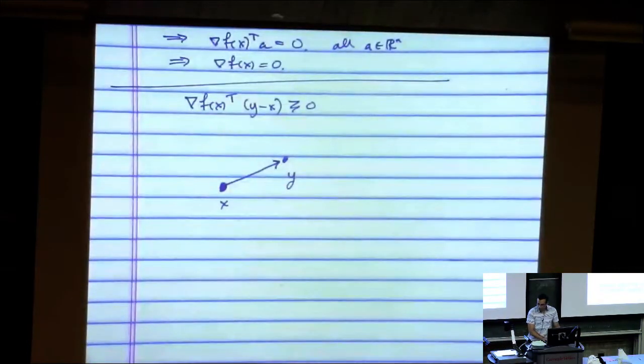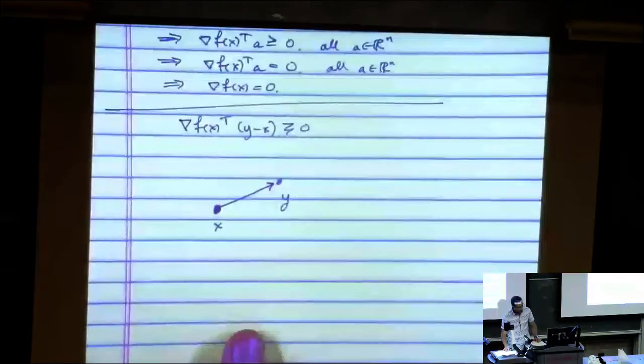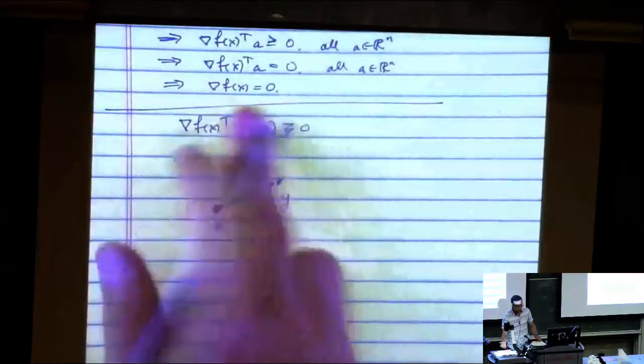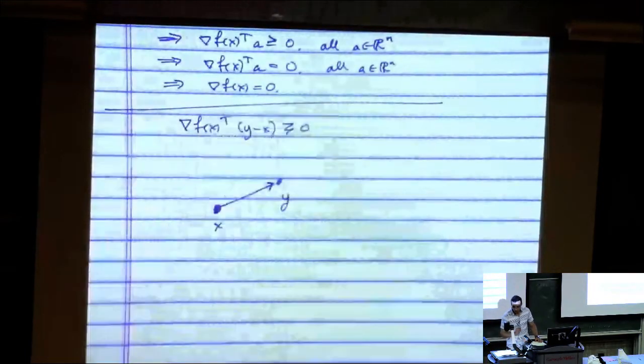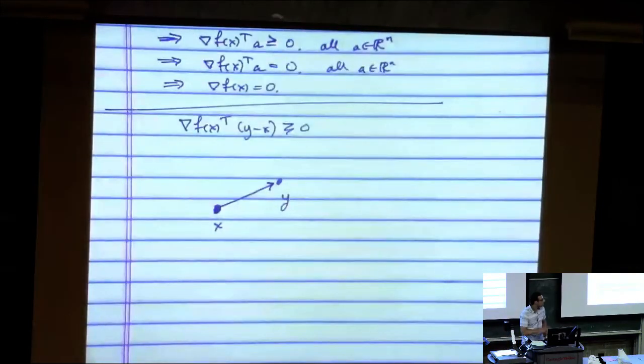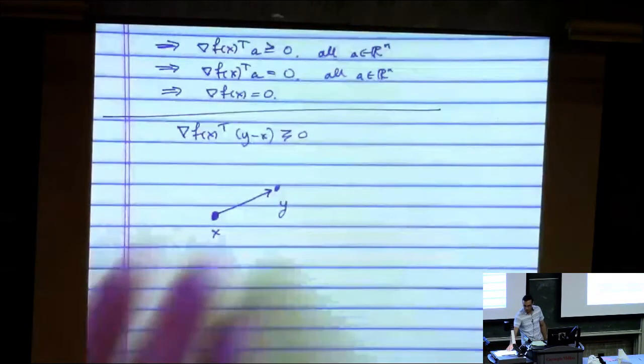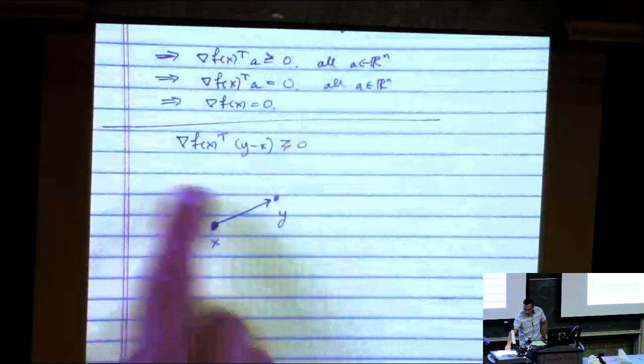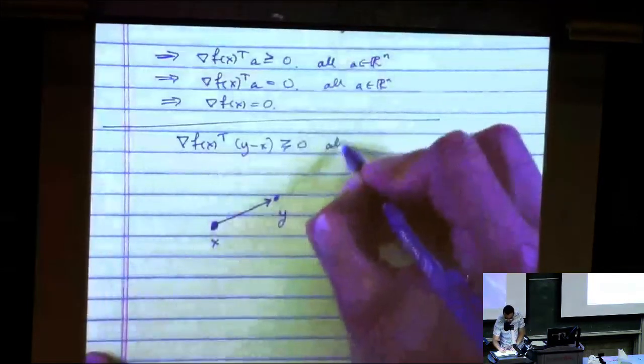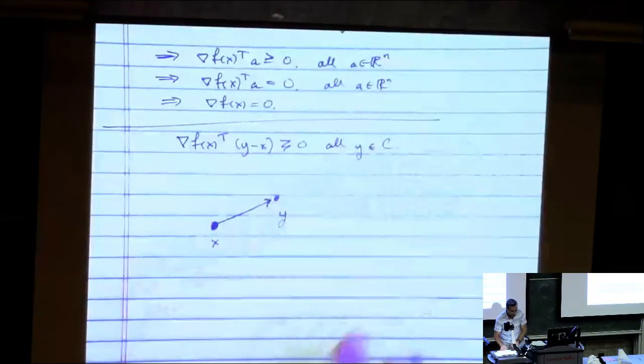Of course, in 1D, this condition that the gradient of f at x is equal to 0 reduces to what you know, which is that f prime of x is equal to 0. You probably learned that in high school calculus or something. So this is really just a generalization of things that you know in more complex forms, at least with this condition, for all y in C.